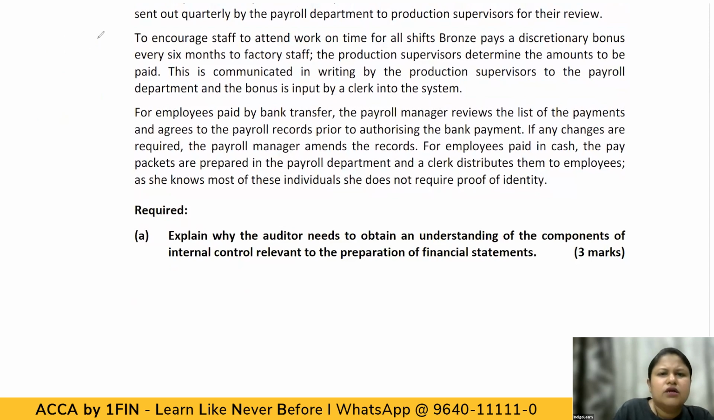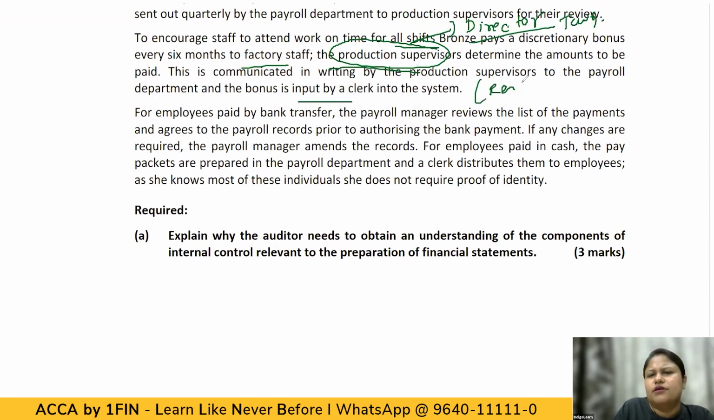Bad control. To encourage staff to attend work on time for all the shifts, Bronze pays a discretionary bonus every 6 months to the factory staff. The production supervisor determines the amount to be paid. Production supervisor is determining. Bad again. Bonus should be decided by directors, the production director. All these people should be responsible. TCWG should be involved. Then this is communicated in writing by the production supervisor to the payroll department, and the bonus is input by the clerk into the system. There is no review happening here. When review is not happening, again the control is a failure.